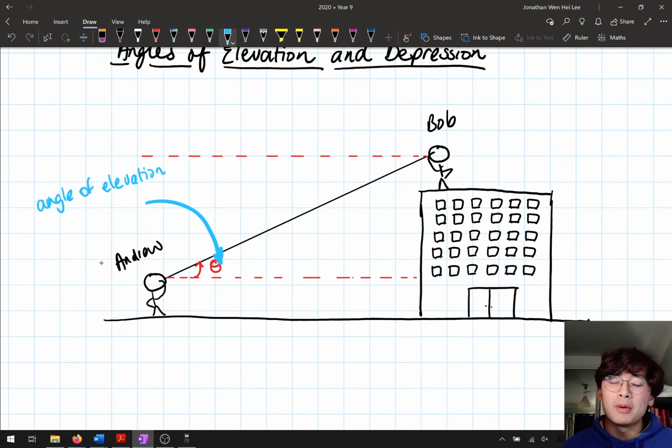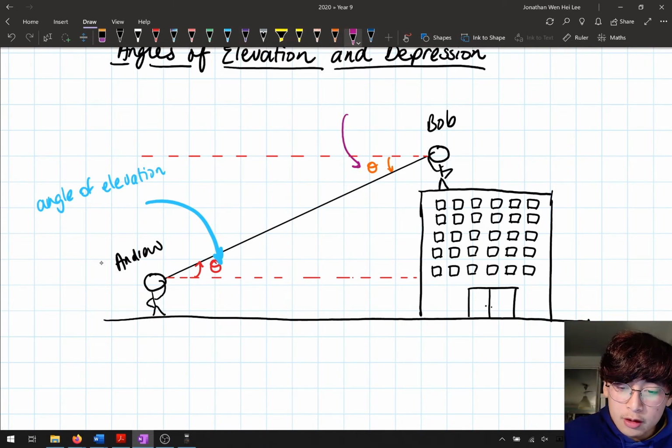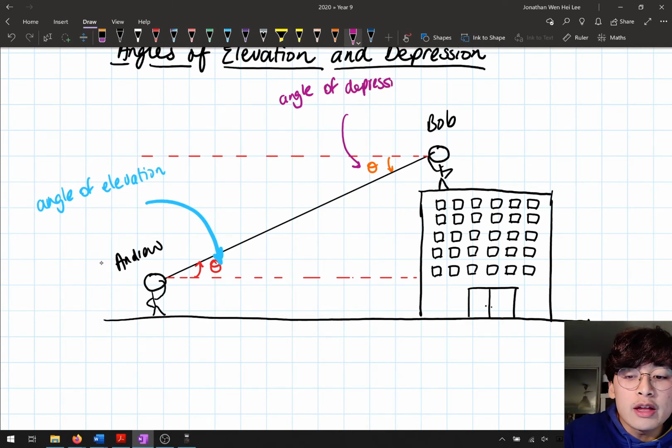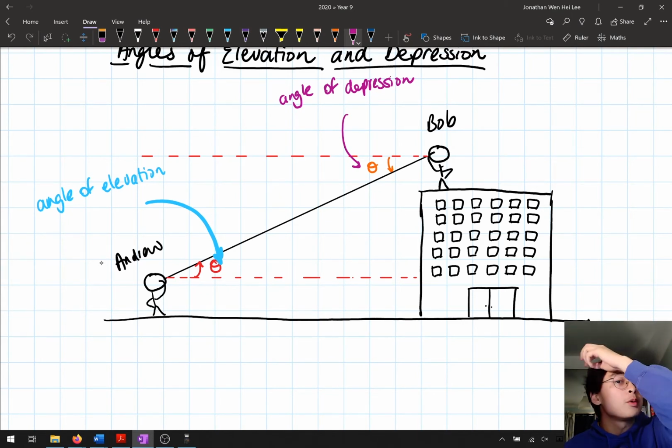Now, we also said that Bob is looking down at Andrew. Where we place this angle is over here, between the horizontal line where Bob is, down towards Andrew. So this angle theta here has a special name, and this is called an angle of depression. So if you're looking down from somewhere, from your horizontal point, that is called an angle of depression. And so Andrew is looking up at Bob at an angle of elevation, and Bob is looking down at Andrew at an angle of depression. So these are two terms we need to be aware of.